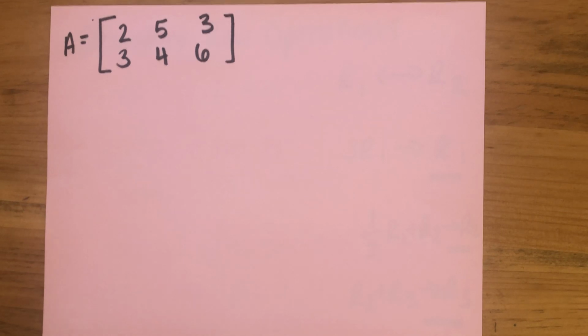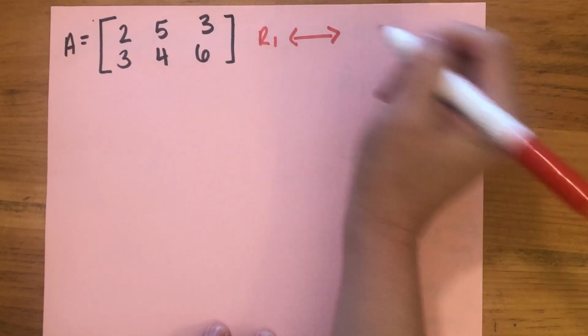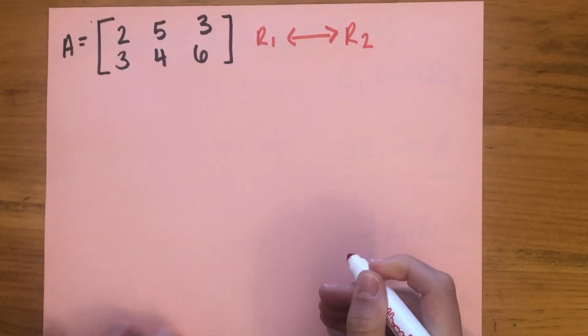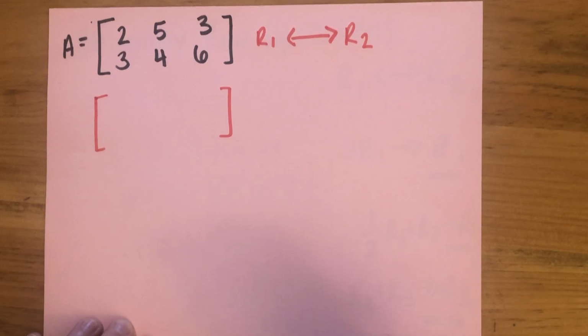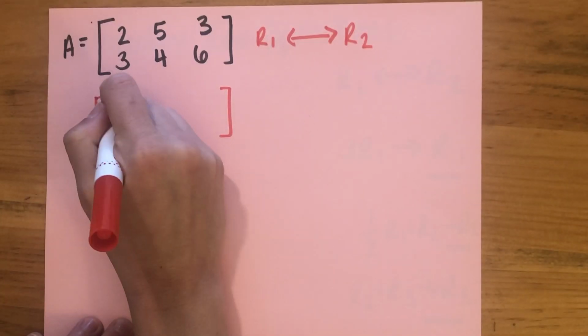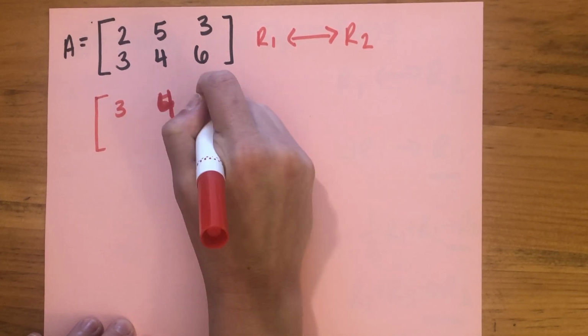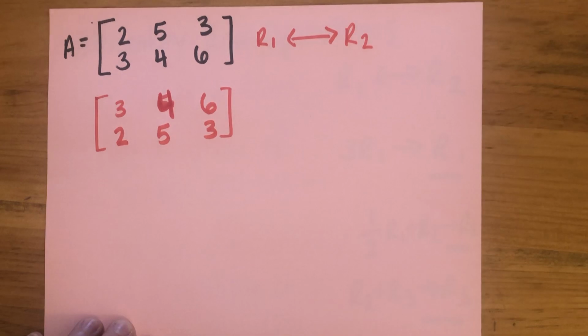Okay, so the first operation that I want to do is interchange row 1 with row 2. So the new matrix is going to look like, since they're both changing, I'm going to keep the color in my hand. This becomes a 3, a 4, a 6, and this becomes a 2, a 5, and a 3. We just switched the rows.